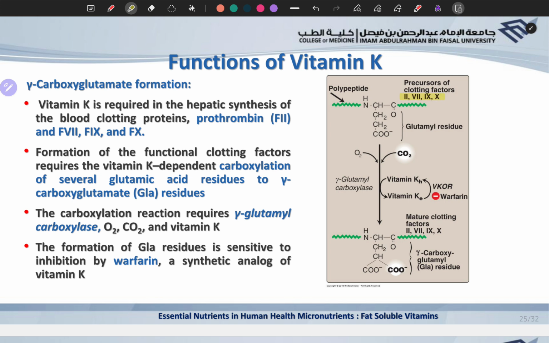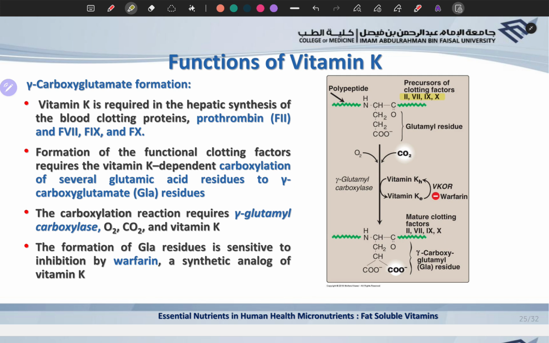This is the glutamyl residue. The numbering of the carbon: the first carbon is alpha, then beta, then gamma. You see one carboxyl group? Here, in the presence of vitamin K, a second carboxyl group gets attached, and it gets attached to the gamma position. Is it clear? After this carboxylation reaction, you get the mature clotting factors.